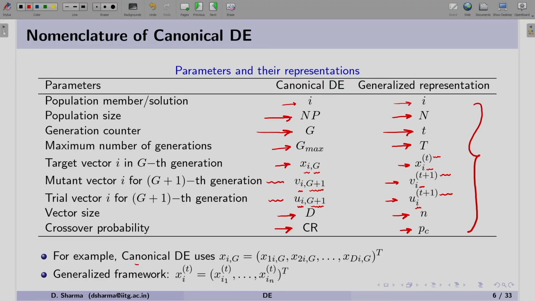Now, at the bottom we can see the canonical DE uses, say suppose this is the vector here xij, and this is the component of this vector. So, basically the values of the decision variables are given, and again it is a column vector here. In our format, we are writing xit, and this is xi1 to xin. We are writing these 1 and n in the subscript of i, just to make sure we are talking about the variable of the ith vector in the tth generation.